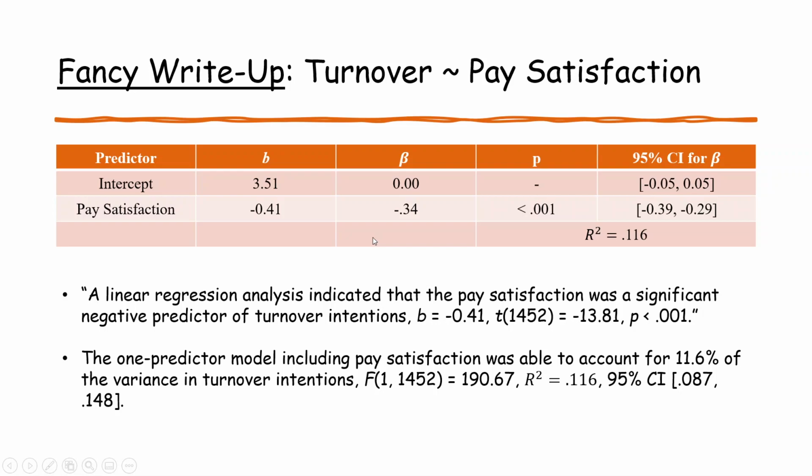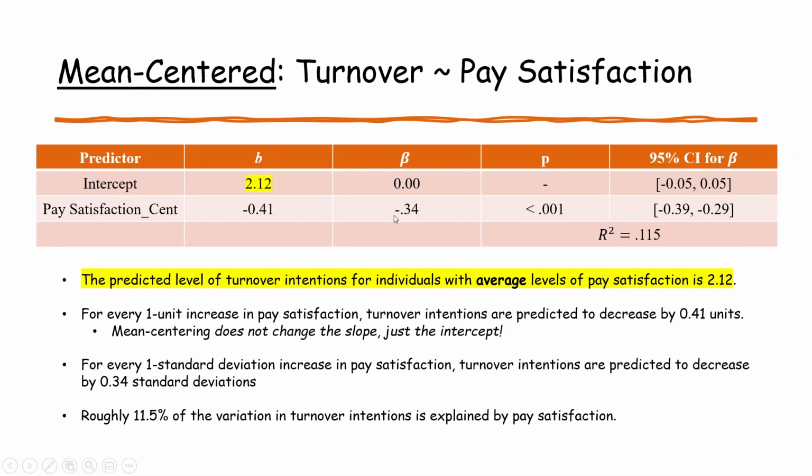And real quick, I want to go back to our original prediction of turnover from pay satisfaction before we mean centered pay satisfaction and look at our slope. It's still negative 0.41. And now we're back to our centered version, and I just wanted to again explain that the slope didn't change, it's just the intercept.